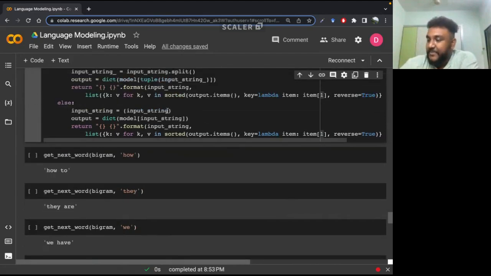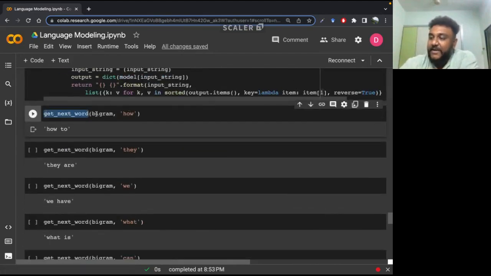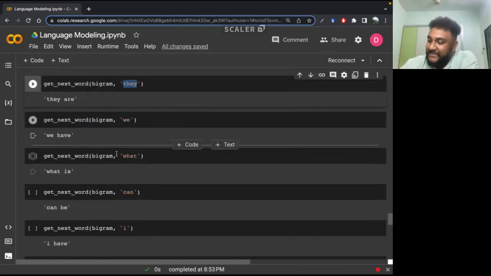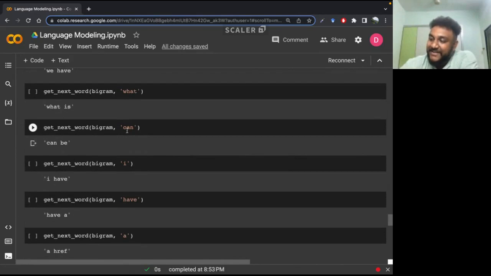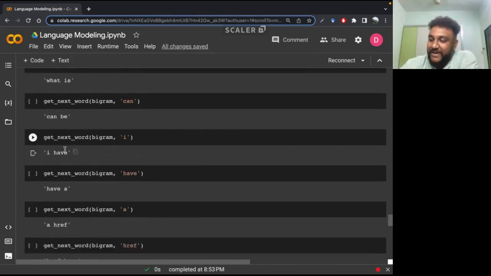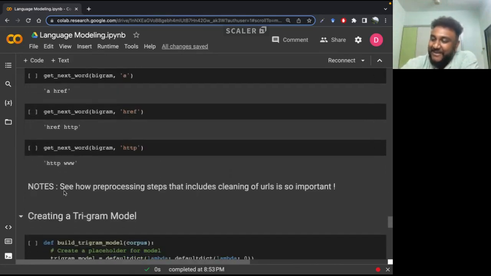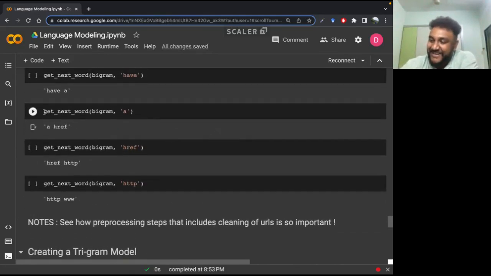Okay. So now let us see get next word bigram. For "how", the prediction it's making is "how to". The next word after "they" is "they are". The next word after "we" is "we have". The next word after "what" is "what is". The next word after "can" is "can be". Then you have "I have", "a href", "HTTP", "www". This is kind of funny, right? The last three are kind of funny.